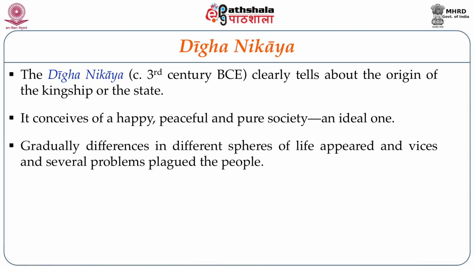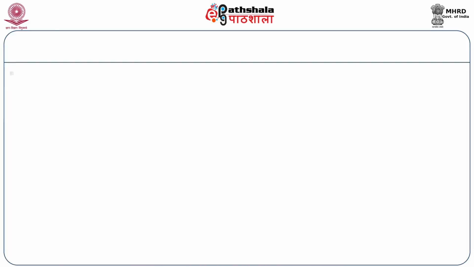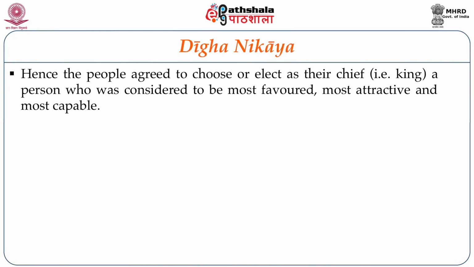Gradually then, it talks about the complexities of life, that there were differences within the people, vices appeared, and there were several problems with which the people were plagued. And so they naturally wanted that there should be some kind of understanding and administrator. So they agreed to choose a leader as the chief, that is the king, a person who was to be considered the most favored, most attractive and most capable.